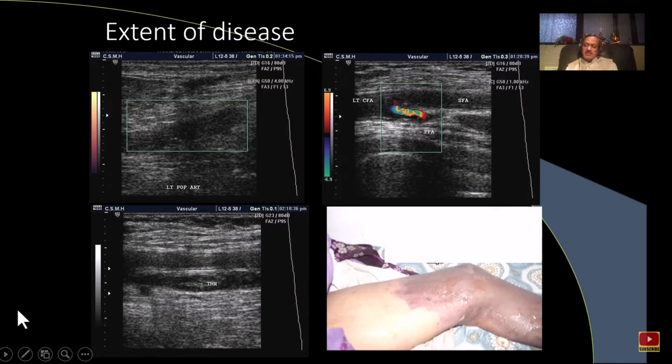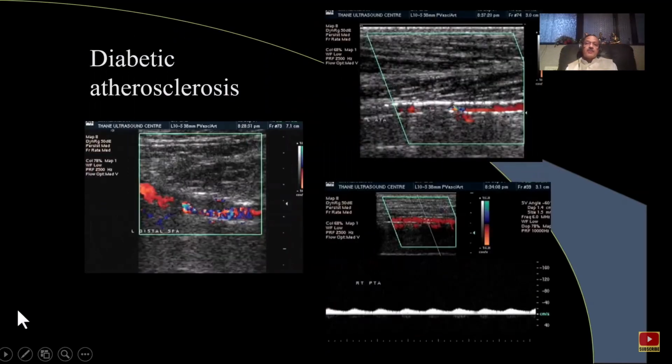You can see a line of demarcation of ischemia, and rightly so. On color Doppler, we can see that the profunda is quite okay, but the SFA is totally blocked, and that explains why this part of the thigh shows a good color.